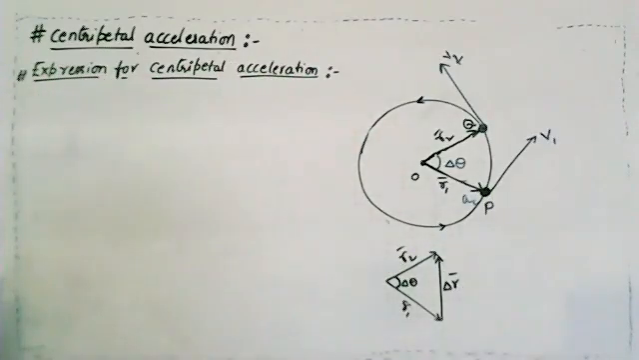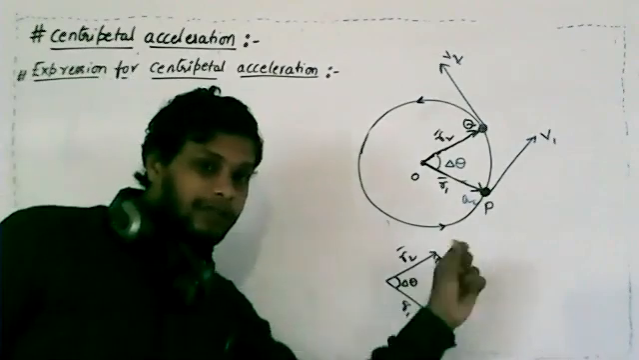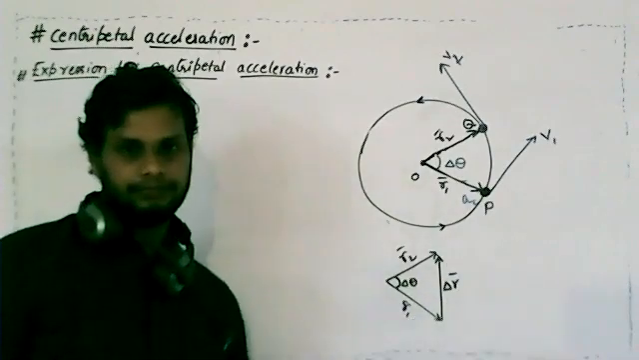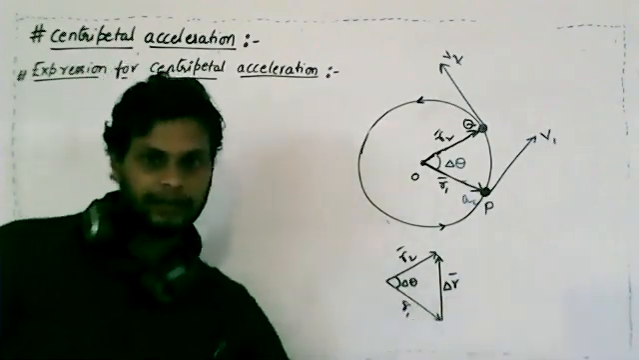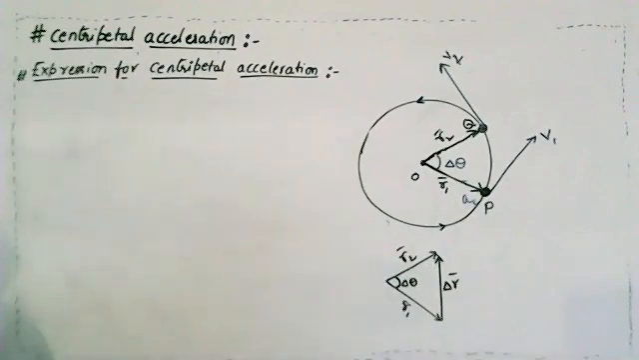So delta R bar is a vector. What is the magnitude of delta R bar? Delta R. Are you clear? So the magnitude of delta R bar is delta R. Now I hope you understood this point.